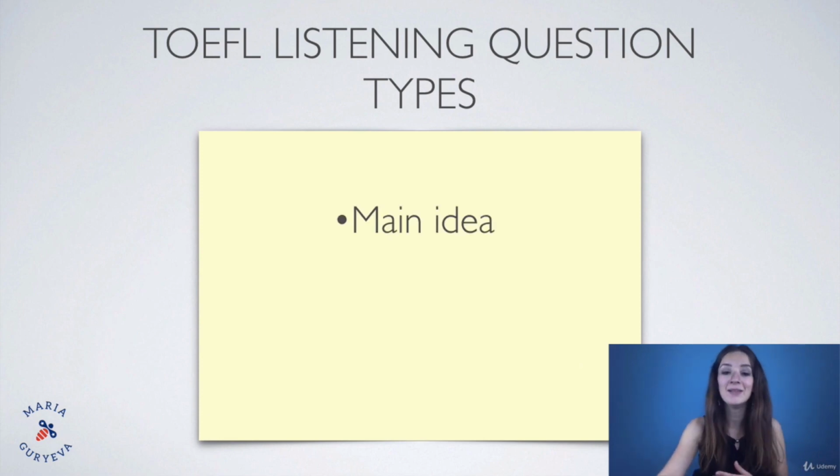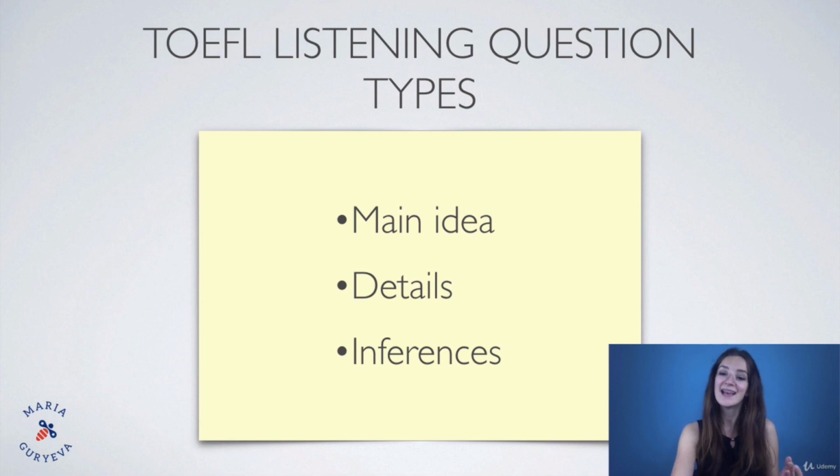So now let's talk about TOEFL listening question types in terms of what they're asking you to do, okay? So there are 3 types. The first one is main idea, the second is details question, and then inferences question. So there are just 3 types. It's a little less than in the reading section, right? Just 3 types of questions: main idea, details, and inferences.